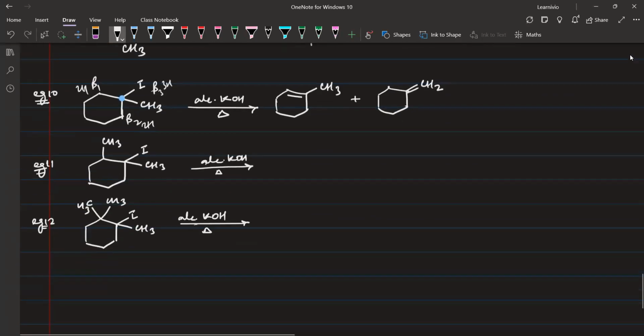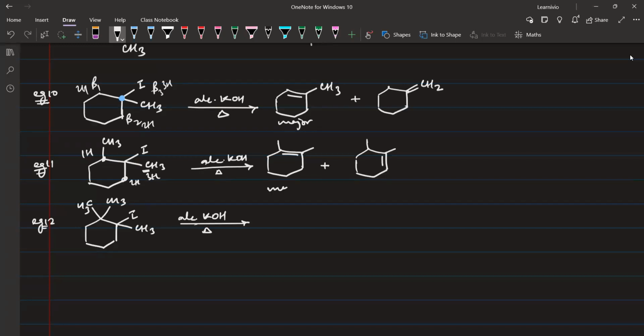In example number 11, I have this is also beta, this is also beta, and this one is also beta. Here I'm going to have 1 hydrogen. Here I'm going to have 2 hydrogen. Here I'm going to have 3 hydrogen. So I will get 3 different products, but the CH3 here, CH3 here, this will be major, plus CH3 here, CH3 here, and this will be major, it was written as major. This will have one more product where it will be like this. Okay, so both of these are mine.